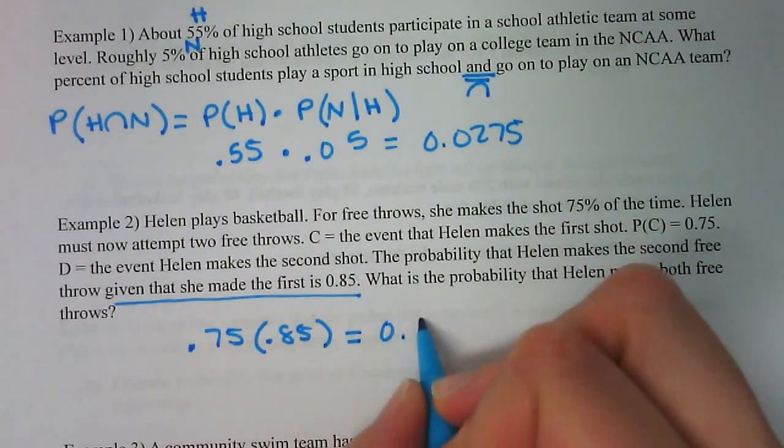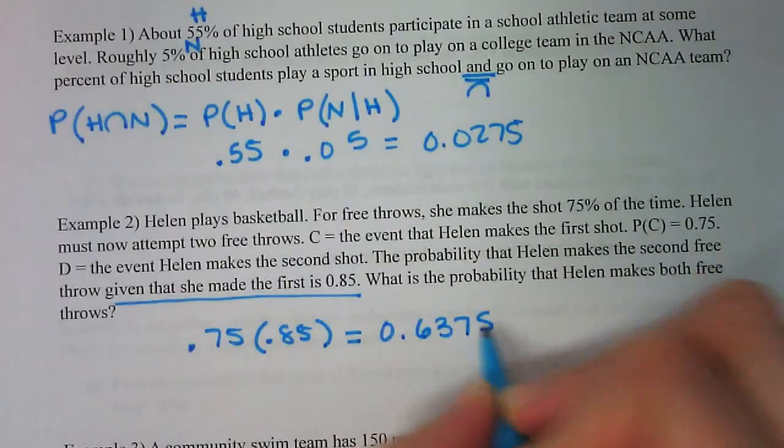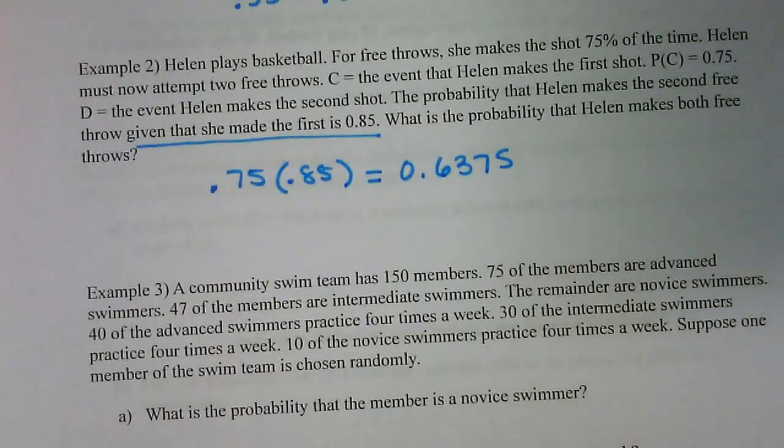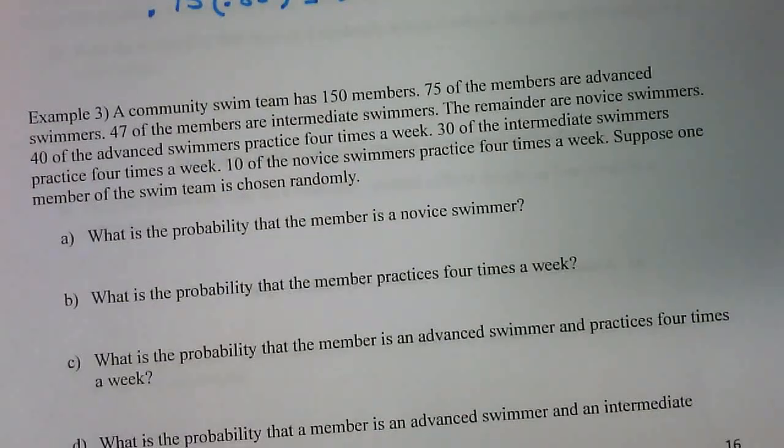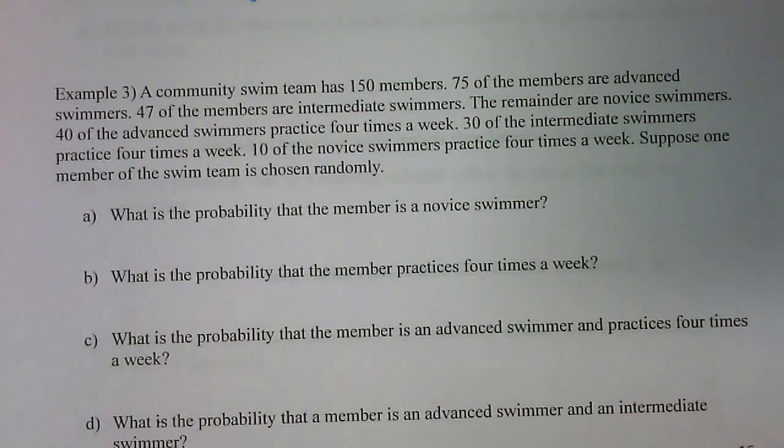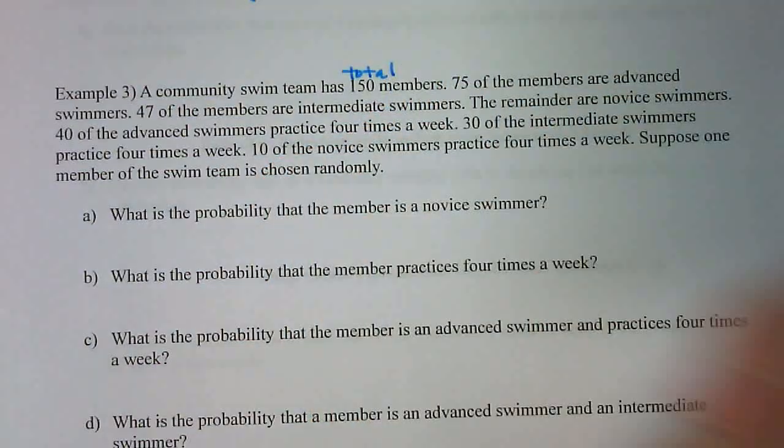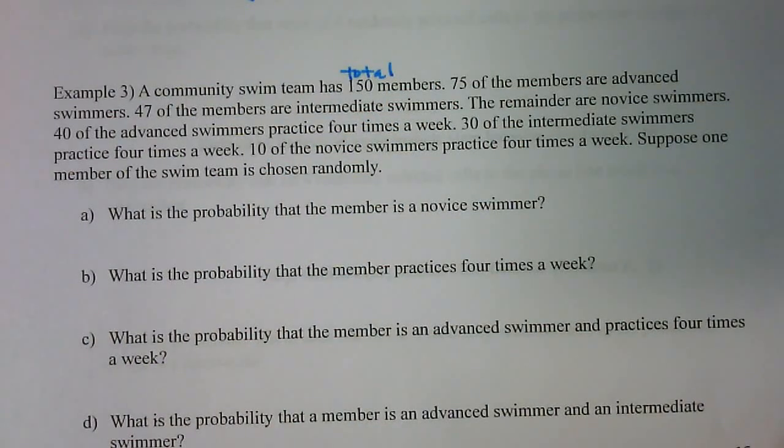So 0.6375. Okay, example 3 is a little bit more complicated. It says the community swim team has 150 members, so this is our total. 75 of the members are advanced, 47 are intermediate, and the remainder are novice. The novice is like beginner.